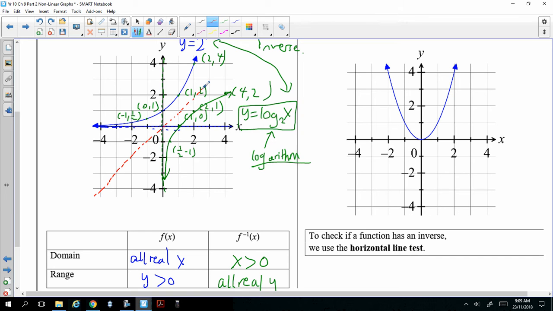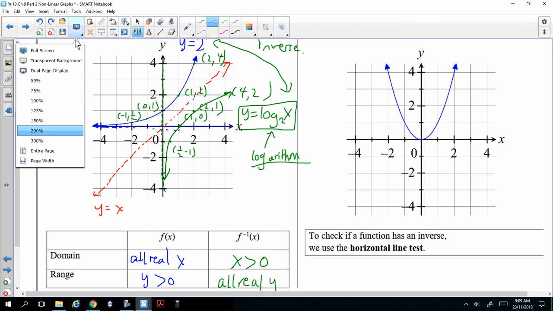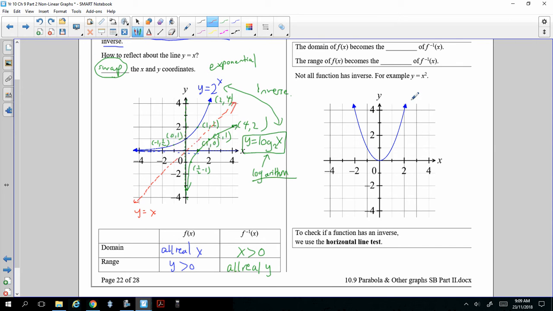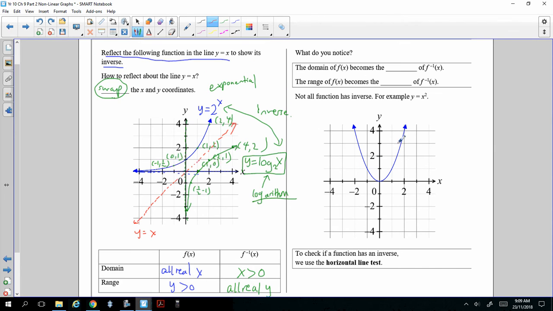Now, let's try to find the inverse function of a parabola. Actually, before we do that, we're going to summarize. I forgot I have a box there. You can summarize: the domain of the function becomes the range of the inverse, and the range of the function becomes the domain of the inverse. So we can work out all the features of the inverse just by looking at the original function, due to the swapping of the domain and range.